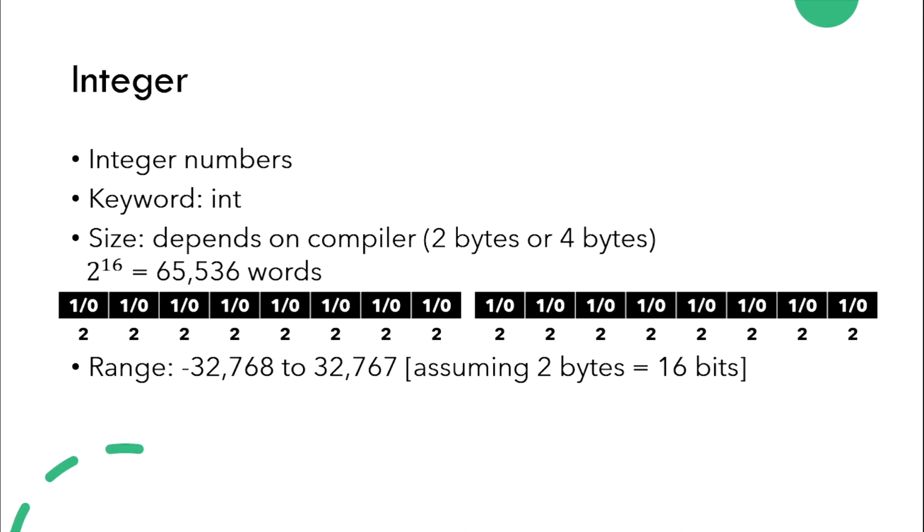The range of the integer data type is from -32,768 to 32,767, assuming that it is 2 bytes. There are, however, some variations to the integer data type. So let's take a look at those.